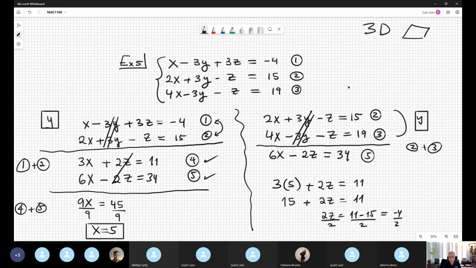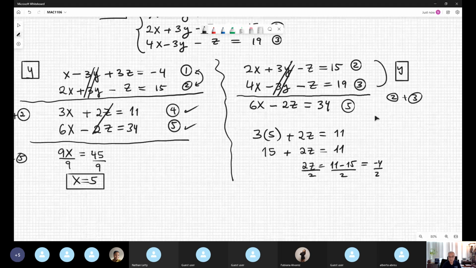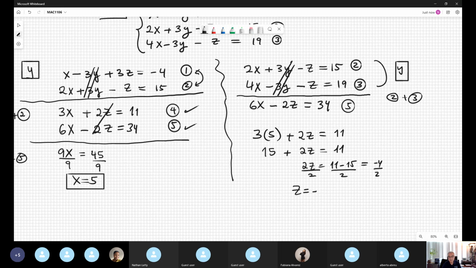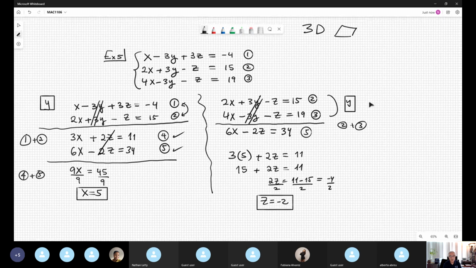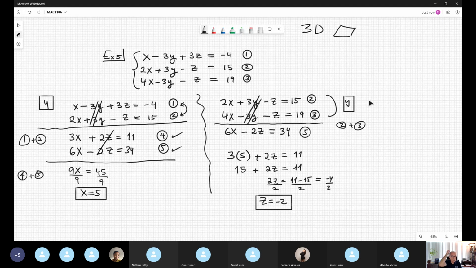z alone is equal negative 2. The only thing missing is y. To find y, you plug it in. You have everything. You plug it in equation 1 or equation 2 or equation 3, because we have in my hand 2 variables. I need to find y, and that's it. I select equation 1. Totally free. What equation you decide to use, the answer doesn't change. You replace 5 in x.